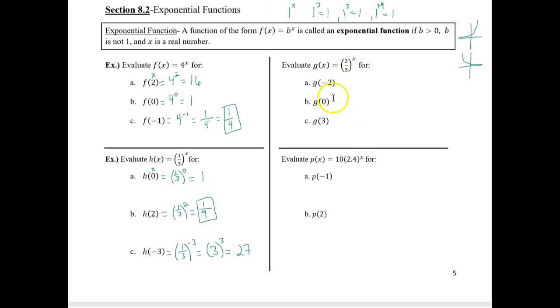Alright, let's see how you did. So the first example, g of x equals 2/3 to the x power, for g of negative 2. So we're replacing x with negative 2. The negative of that exponent takes the reciprocal. The reciprocal of 2/3 is 3/2. And that only uses the negative. Now we need to actually square it. So 3 times 3 is 9. 2 times 2 is 4.